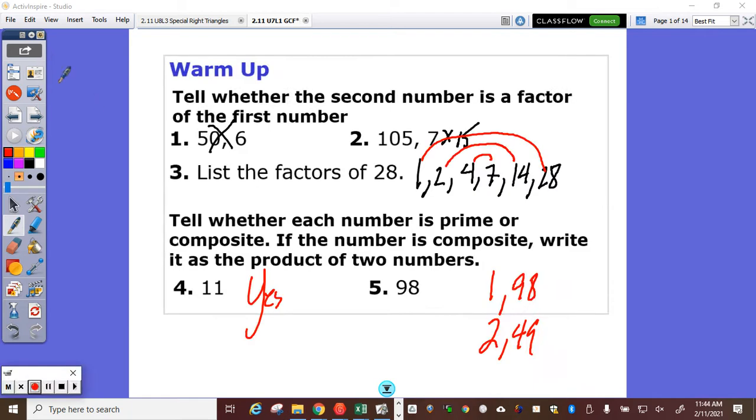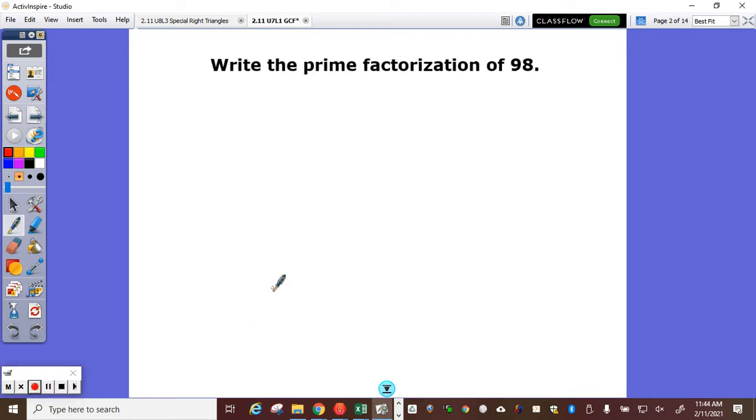We are talking about greatest common factor today. Okay, most of this is going to be review, but if we talk about prime factorization of 98, this kind of goes back to that factor tree that we might have done before. So Brian, what two numbers go into 98?